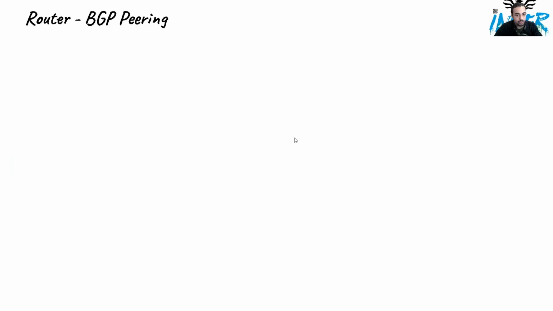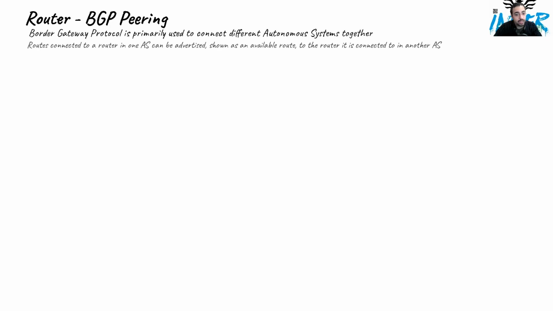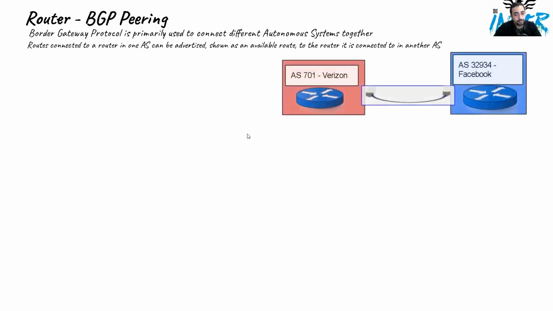Speaking of BGP and OSPF, we're going to go through how to configure both these protocols on a router, starting with BGP. BGP, or Border Gateway Protocol, is used to connect different autonomous systems, as we've discussed previously. The routes on a router in one autonomous system can be advertised, or shown as an available route, to the router it's connected to on another autonomous system.